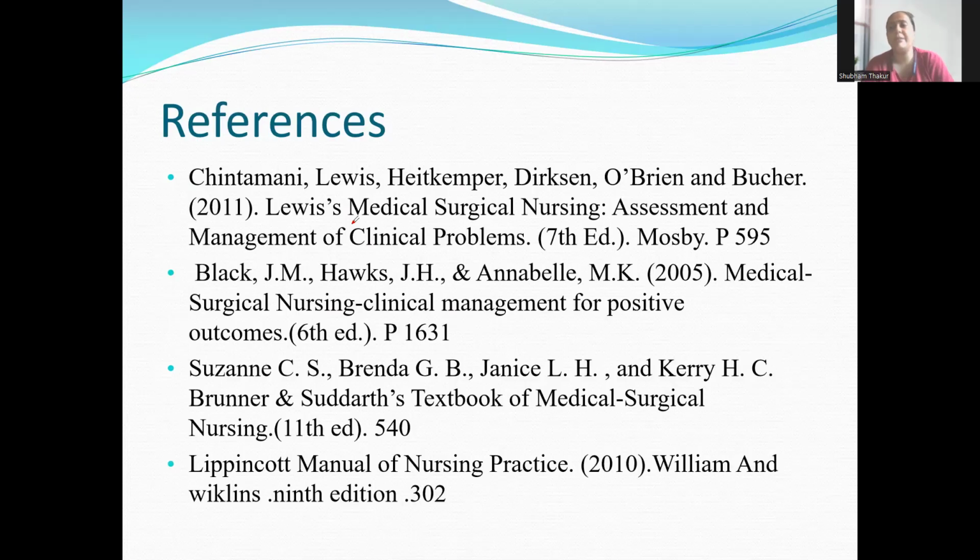Today we will discuss pleural effusion. What is pleural effusion? Pleural effusion is accumulation of fluid in the pleural spaces, more than 10 to 20 ml of fluid. Next we can study the classification, causes, etiology, pathophysiology, diagnostic evaluation, and the management.